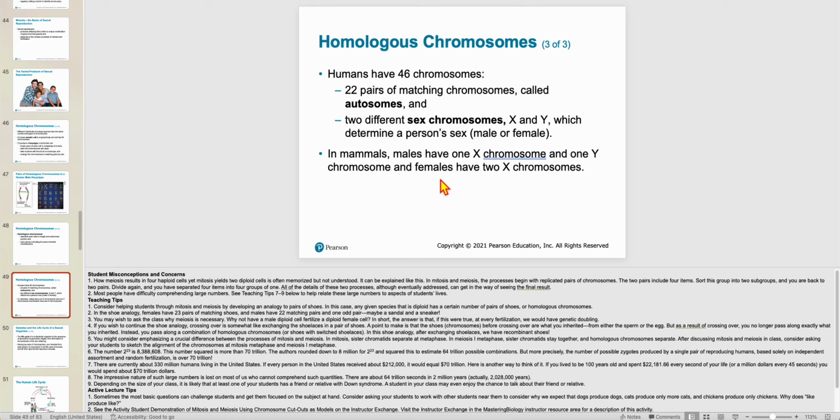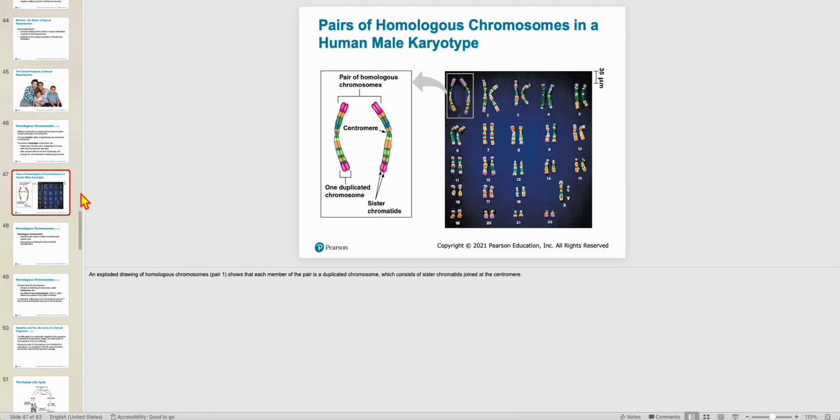Okay, now I've already shared this with you too. I told you that we have 22 pairs, and those are called autosomes. So the first 22 pairs are called autosomes. The 23rd pair is the sex chromosomes. That could be an X and a Y, or an X and an X. So you can see here, females are two X's, males are an X and a Y, which I mentioned a moment ago. If I go back to our picture one last time, see the first 22 are autosomes, and the 23rd pair is the sex chromosome, X and Y in this example.